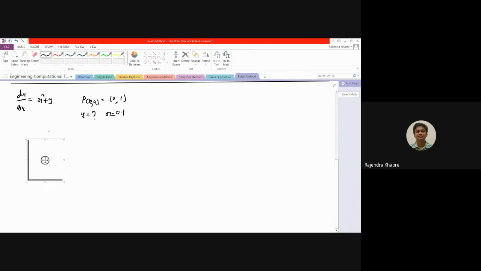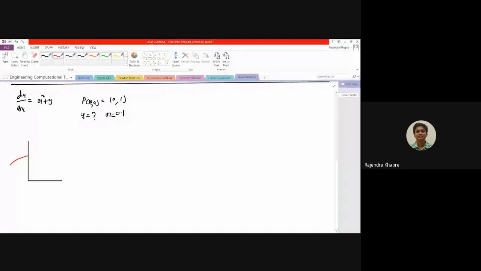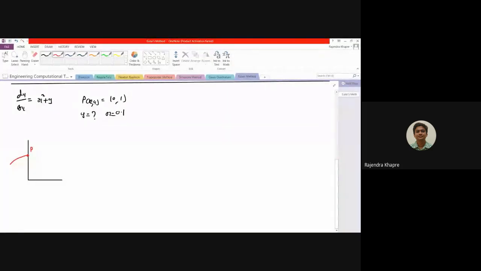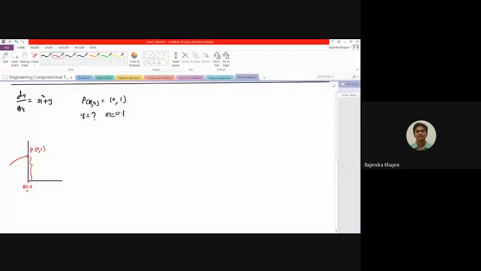So you have some curve, and this curve is ending over here, so this is your point P. Point P has coordinates 0 and 1. On this side the x value is 0, so we'll call this x0, and this distance is nothing but your y0.